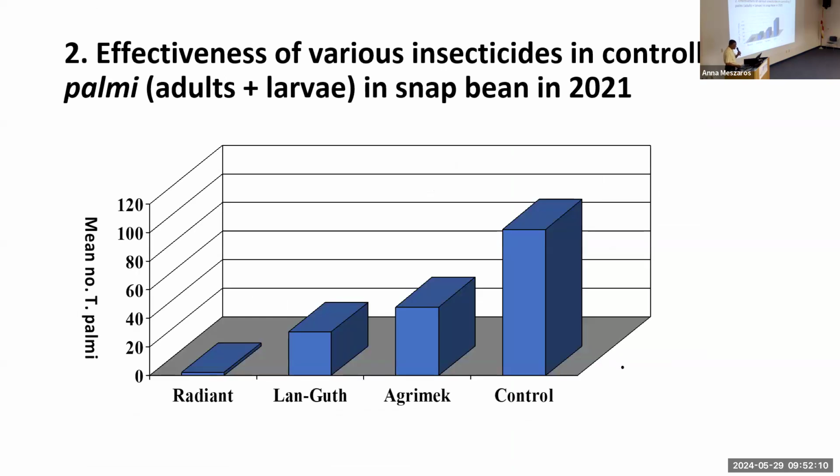This is an old slide, but I tried it in 2021. Radiant, Lanate, Guthion, and Agromac. These are the treatments. And believe it or not, all these treatments significantly reduced thrips, but Radiant did the best job. And Guthion is an old insecticide. I tried to see how it works now, and it performed really good. All these were done in the field on snap beans and applied weekly.